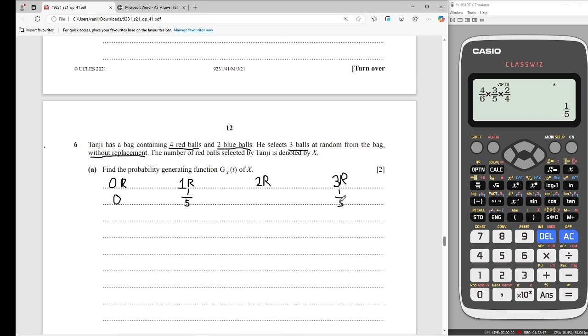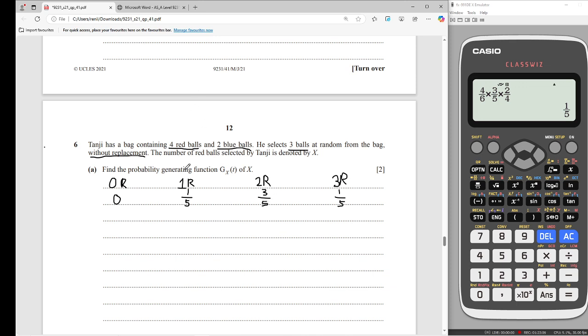Now you should note that all the probabilities will sum up to 1. So 1 minus 1 by 5 minus 1 by 5 gives the probability of getting 2 reds, which is just 3 by 5. We could calculate it with the normal probabilities, but it's going to be more error prone.